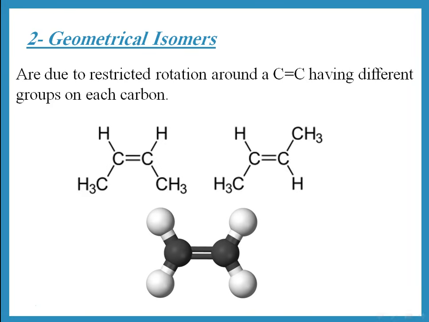But another kind of isomer that we did not do in O level was geometrical isomers. Now, geometrical isomers are isomers that indicate that I have a double bond between the 2 carbons, and each of the carbons that are on both ends of the double bond have different groups. So, for example, these 2 structures have a double bond between 2 carbons, and each carbon has 1 methyl, 1 hydrogen. So each carbon has different groups.